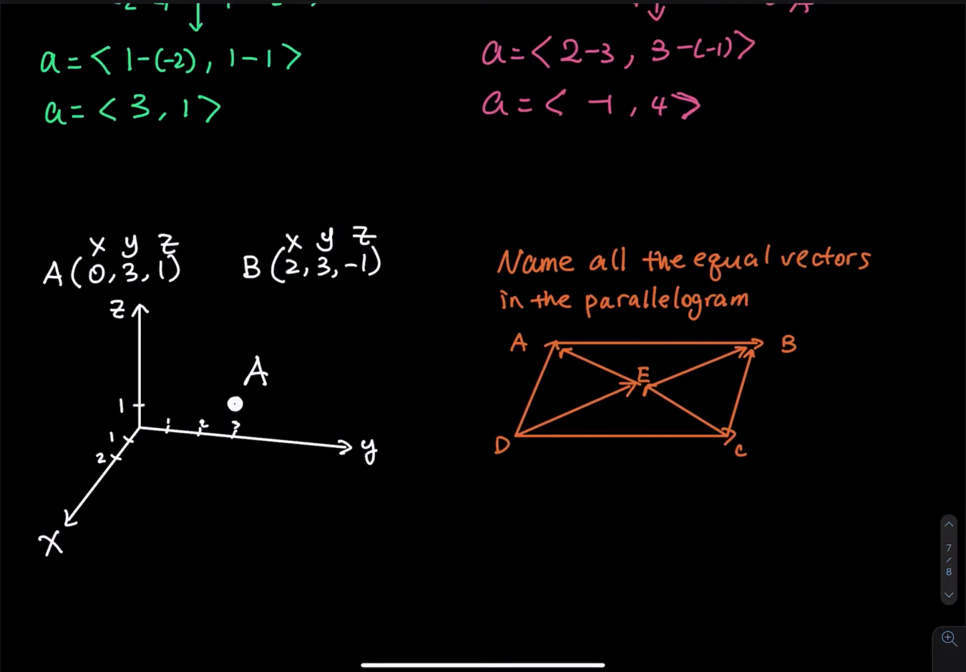And then point B, x is equal to 2. So x is equal to 2, we go like that. Y is equal to 3. We are right here. And then z is equal to negative 1. This one you do have to use your imagination. So let's not look at the z.